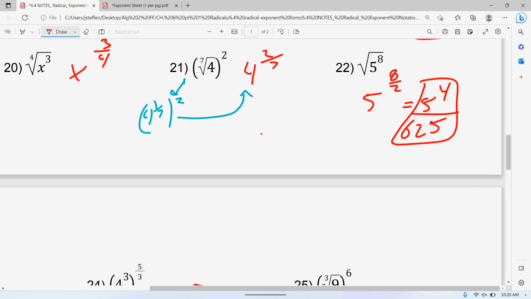Last one, 5 to the 8/2 is 4, so that's 5 to the 4th. Again, if you leave it like that, that's fine, but you can also keep simplifying down to 625. So for this one, if you leave 5 to the 4th, I can live with that because I wanted exponent notation. However, here in a second, the next thing we're going to do is simplifying. If I want you to simplify, then I do want it as simple as possible. 5 to the 4th is not as simple.